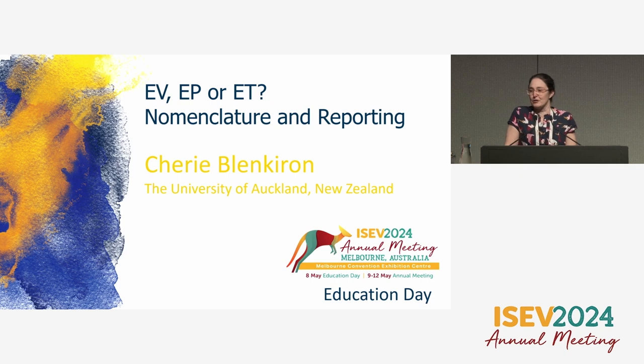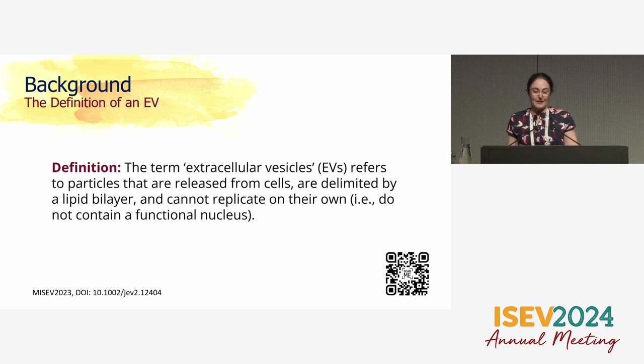So I have the job of explaining to you the most basic thing: what is an extracellular vesicle. My title is EV, EP, or ET, Nomenclature and Reporting. You'll see where the ET comes in. If we go to the ISEV guidelines, I've added the QR code there for you so you can have a nice read of that during your extended lunch break.